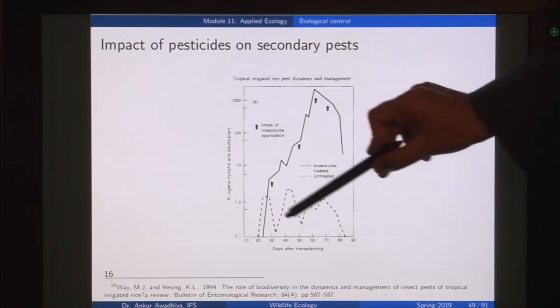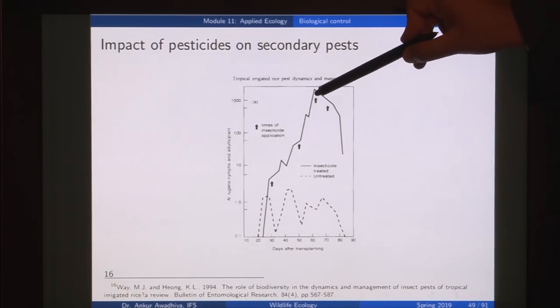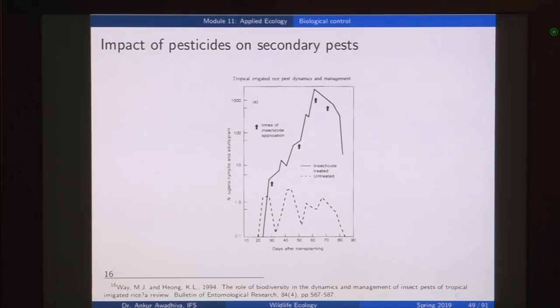But then when you spray the pesticides, it may even rise to as high as something that is greater than 1000 adults or 1000 nymphs per plant. So, that is the impact of pesticides on a secondary pest. When you are removing the primary pest, then probably you will have some secondary pest, and it is possible that your secondary pest may then lead to a much greater harm than your primary pest was causing.